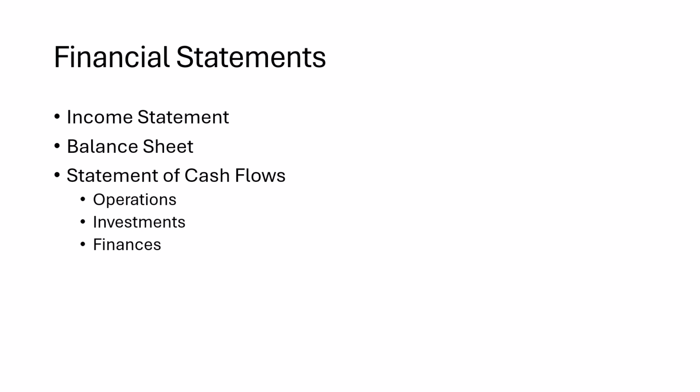The statement of cash flows is designed to present the firm's income on a cash basis and to show where cash flows come from and went to during the period. The statement of cash flows has three main components: cash flow from operating activities, cash flow from investing activities, and cash flow from financing activities.